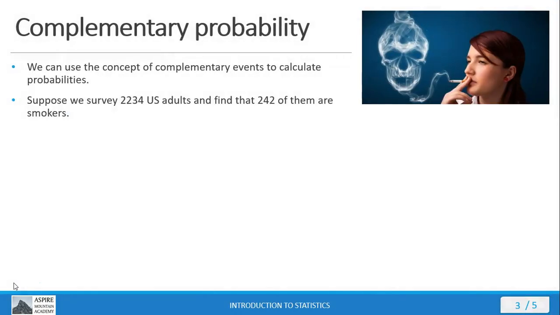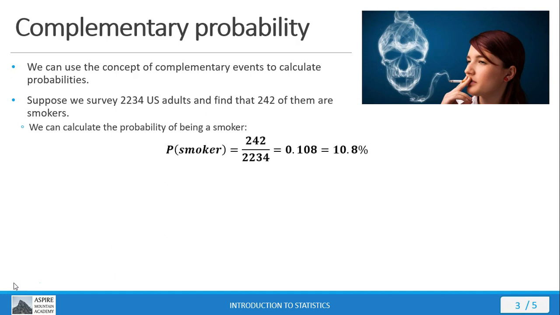We can use this idea of complements to calculate probabilities. So let's look at an example to illustrate. Suppose we survey 2,234 U.S. adults and find that 242 of them are smokers. We can calculate the probability of being a smoker by taking the part over the whole. The part, 242, is the smokers, the total is 2234, divided out, we get 10.8%.